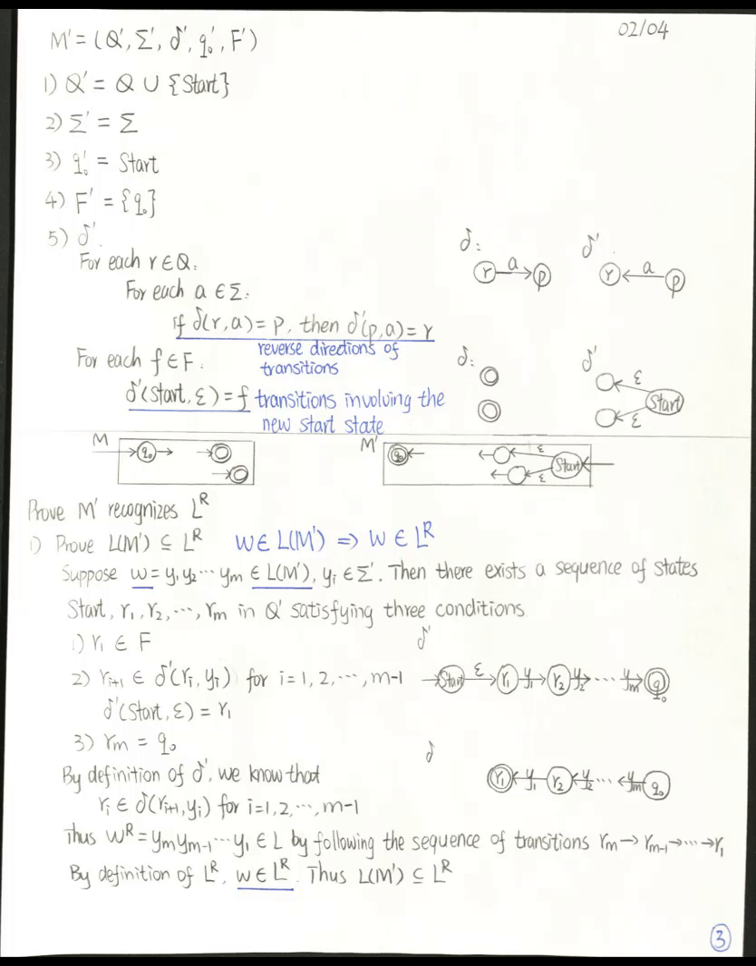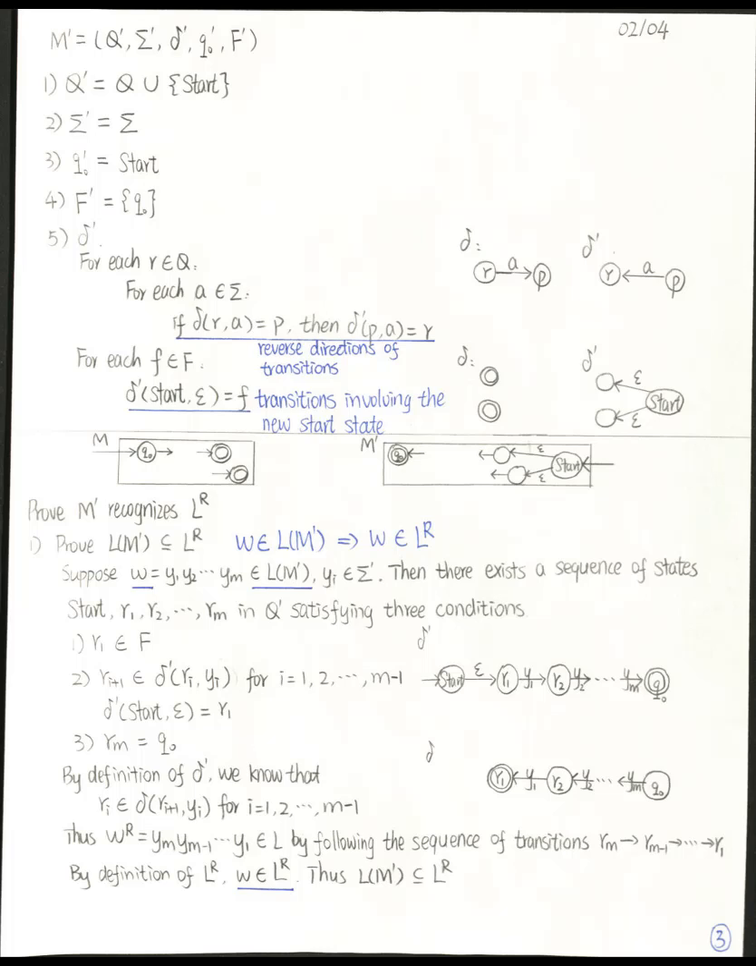So that means this W is accepted by this M' by following the transitions from start to R1 to R2 all the way to Q0. Now this is given to us because we assume W is accepted by this machine M'. Now we need to connect this computation to the computation of M. So by definition of this new transition function, we know that we can reverse the order and get the transitions in N.